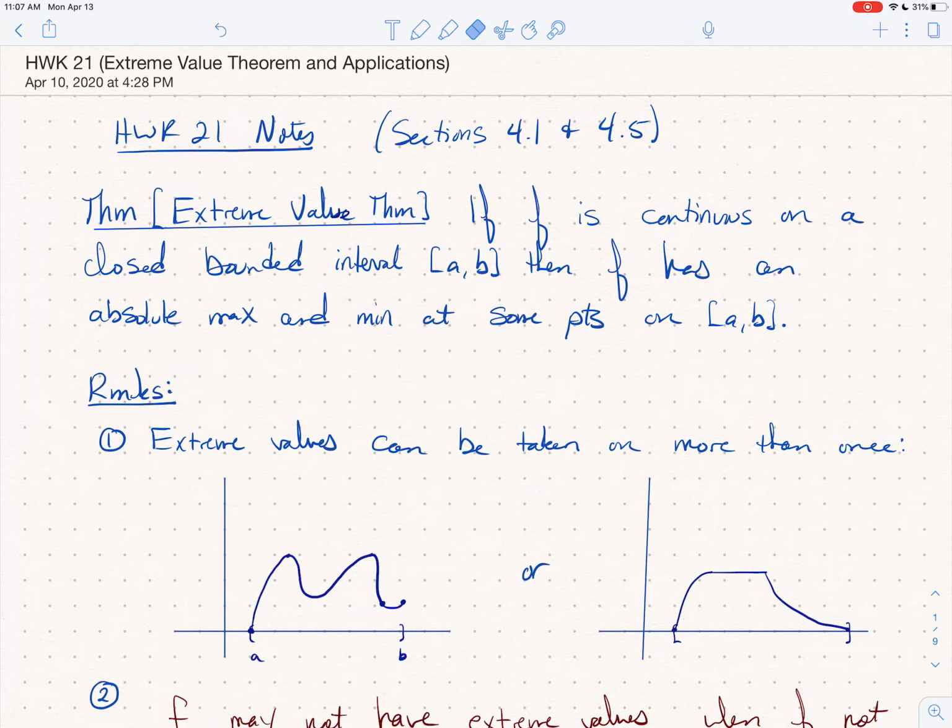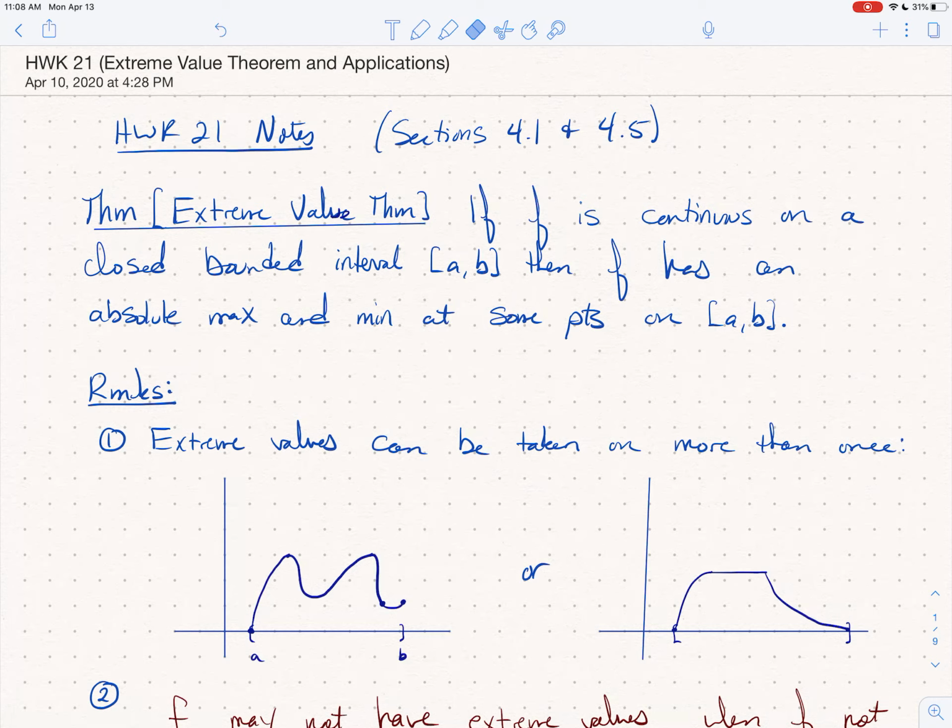Well, today I wanted to look at the notes from Chapter 4 that you will need for homework 21. And these are going to be coming a little bit out of section 4.1. We've already seen some information from 4.1. We're going to see a little bit more today, and then also section 4.5.